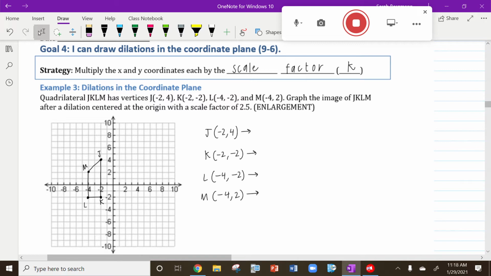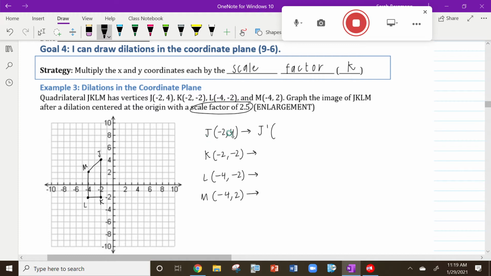So given this quadrilateral JKLM and its vertices, I already graphed the points given to me and labeled them. Now I need to graph the image of it after a dilation centered at the origin with a scale factor of 2.5. We have already discovered that a scale factor greater than 1 will be an enlargement, and let's take a look at how that will work.